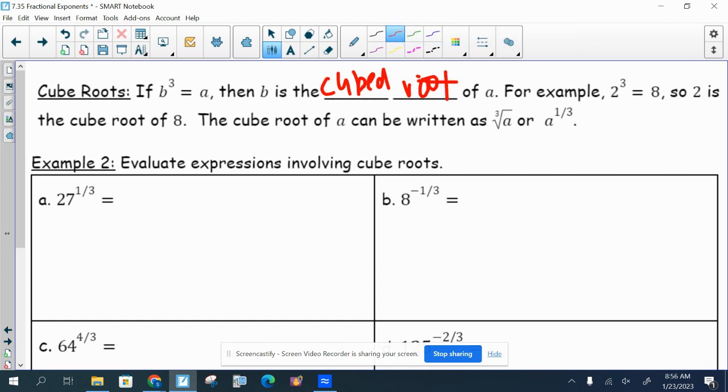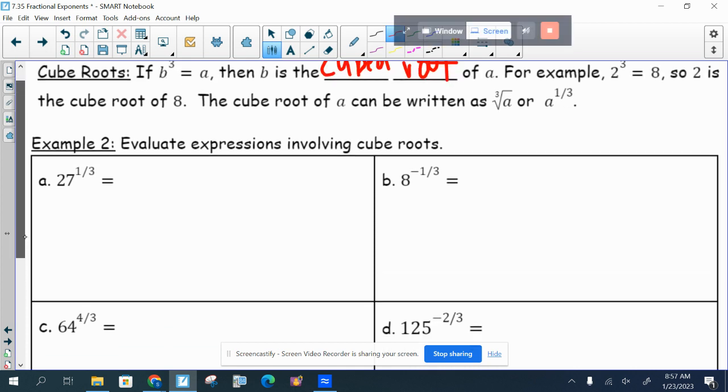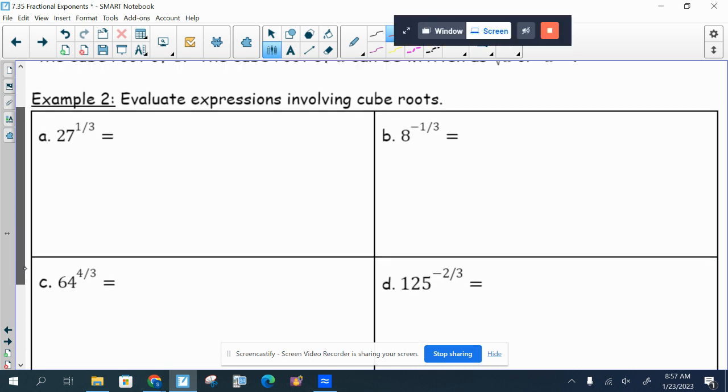For example, 2 to the 3rd is 8, so 2 is the cube root of 8. The cube root of 8 can be written as cube root of a. So with the square root symbol, but there's a 3 there, which means it's the cubed root, which can also be written as a to the 1/3, which is like what we just talked about. So here are examples.